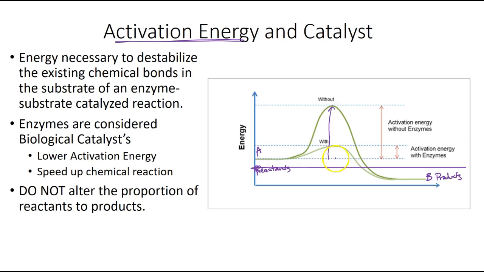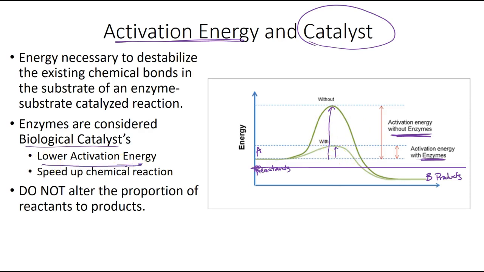Now you'll notice also that there are 2 lines here. One of them is very tall, one of them is very short. This is activation energy without an enzyme. This is the activation energy with enzyme. And so what happened? The activation energy was lowered. That's the work of a catalyst. Enzymes are considered biological catalysts. Catalysts do 2 things to a reaction. They lower the activation energy, which you can see here. Okay, we've in fact probably lowered the activation energy in this particular reaction by 1/3 to 1/4.